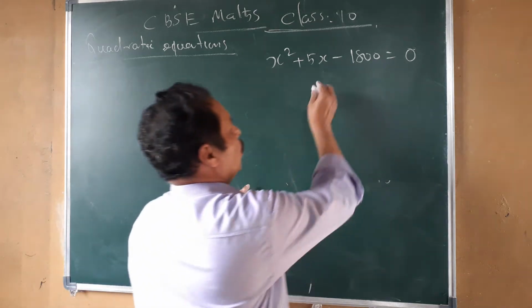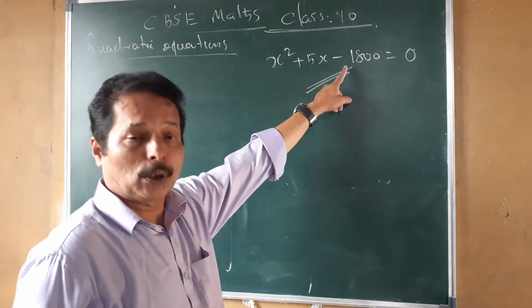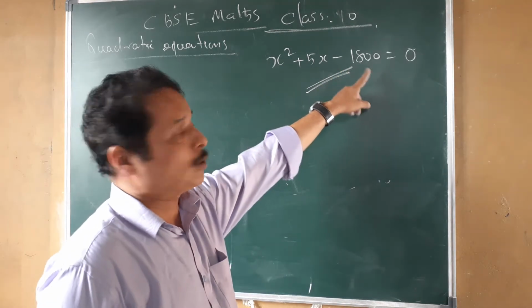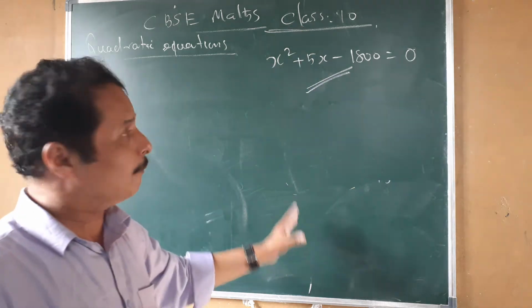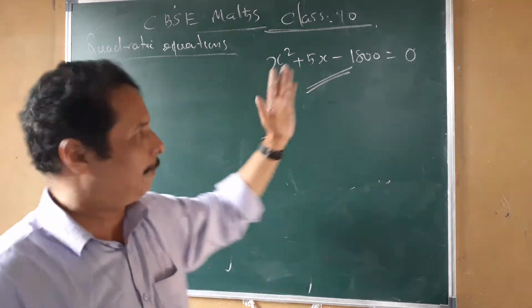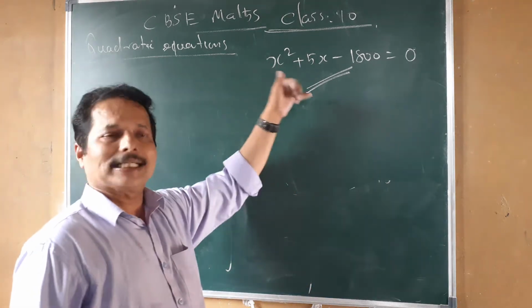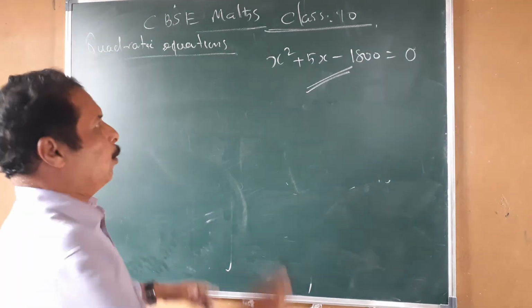So a is equal to 1, b is equal to 5, and c is equal to minus 1800. By using the quadratic formula, you complete. You get a positive answer and a negative answer. The positive answer is your answer. You remember the remaining part of the problem? So do it as a home assignment. Next one, same type of problem.